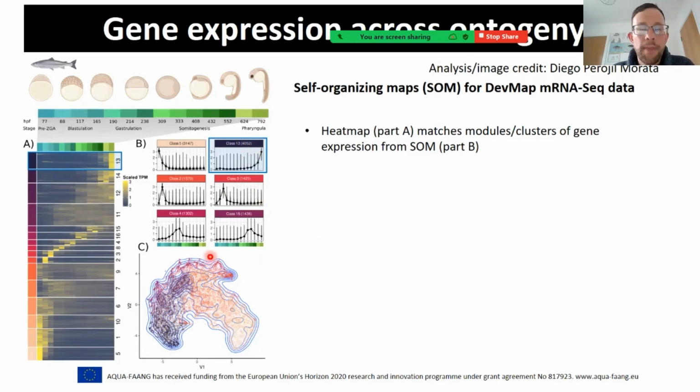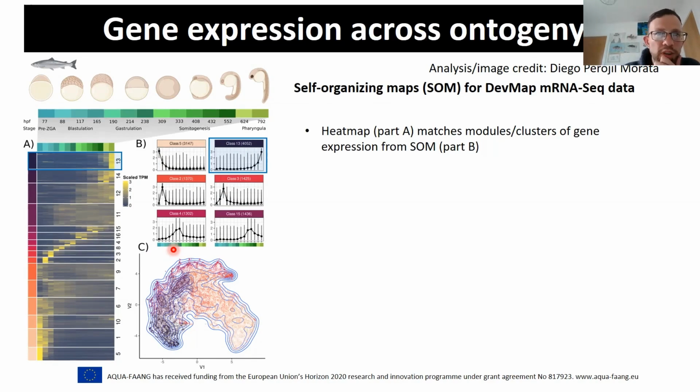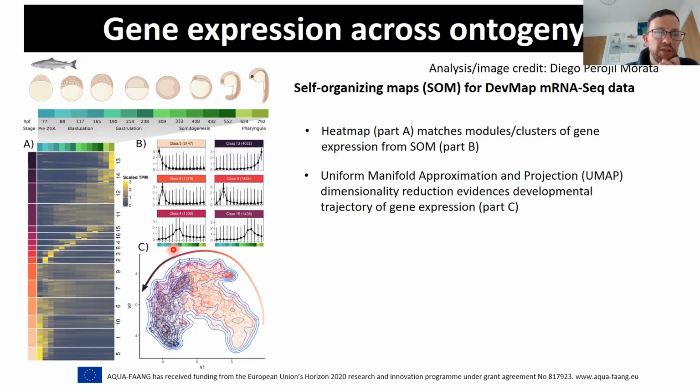If you look at part C, Diego, who did this analysis, has successfully employed UMAP, a dimensionality reduction method, to visualize in a summary way the trajectory of gene expression from the early to late embryo stages. So here, each dot on that UMAP is an individual gene, and we can visually look at the expression of the entire transcriptome through development. And the colors there are linked to the colors on this SOM clustering, going from early to late development.